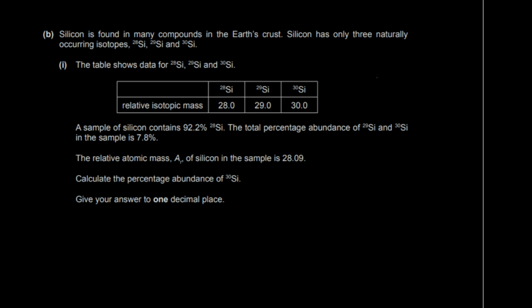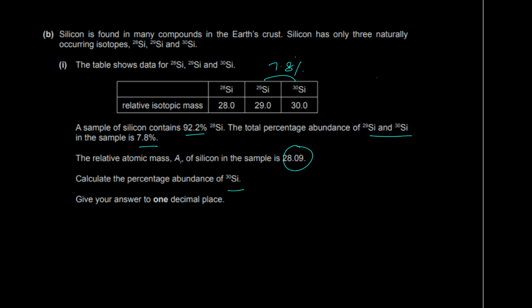A sample of silicon contains 92.2% of Si28. The total percentage abundance of Si29 and Si30 is 7.8. So these two combined is 7.8%. Now it says the relative atomic mass of silicon in the sample is 28.09. Calculate the percentage abundance of Si30.